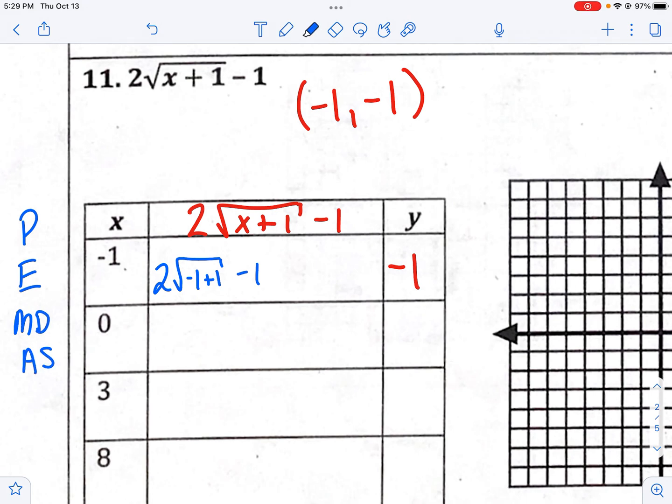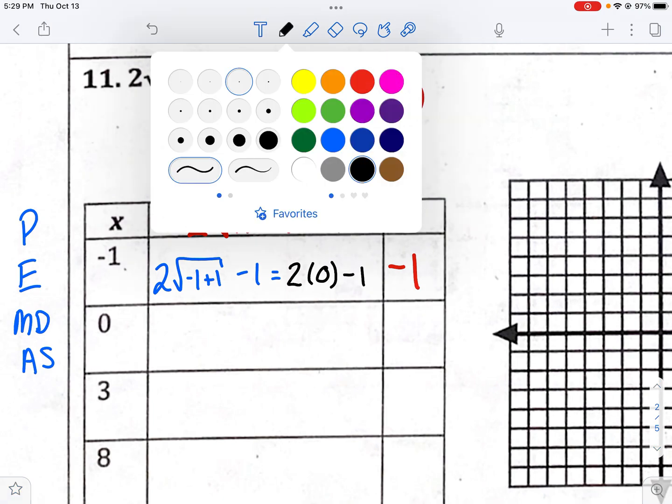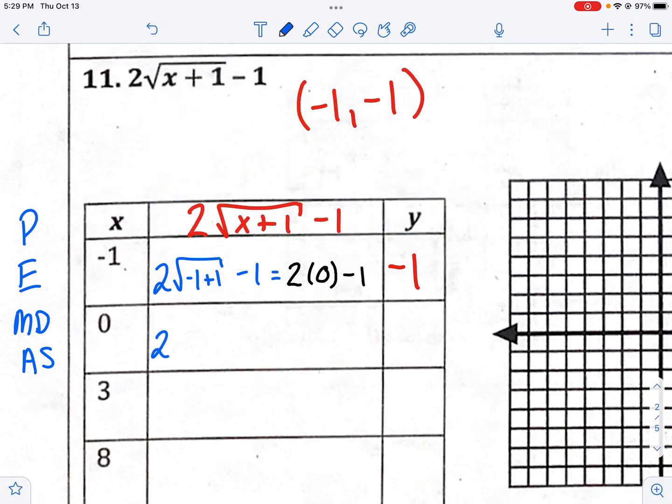So first thing I would do is my parentheses, my square root or the radical. So -1 plus 1, that's the same as saying 0. So I have 2 times the square root of 0, which is just 0, minus 1. Well, this is 0 minus 1, and that does in fact get me -1. So that's good.